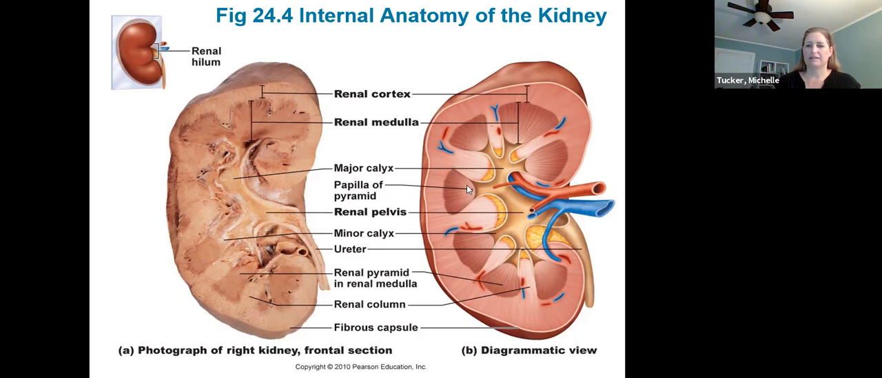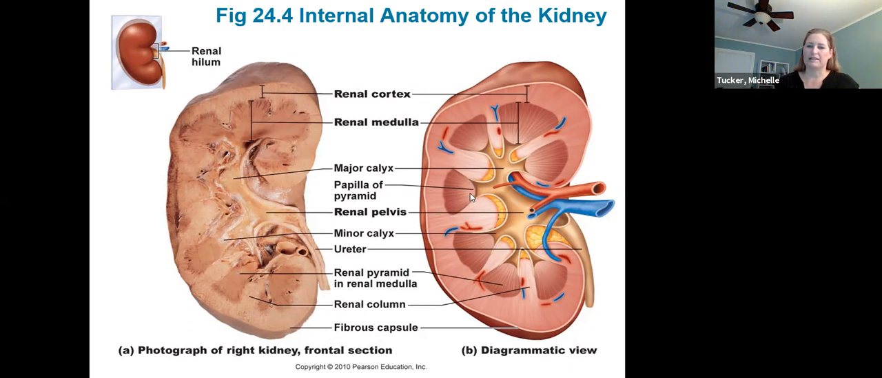Each segment is called a pyramid. Pyramids are the loop of Henle. The loop part is actually in the medulla, and then the majority of the collecting duct, so most of it runs through the medulla. So the medulla, when you look at it under a histological slide, these are collecting ducts that are running down. The medullary pyramid ends in a little structure called the papilla.